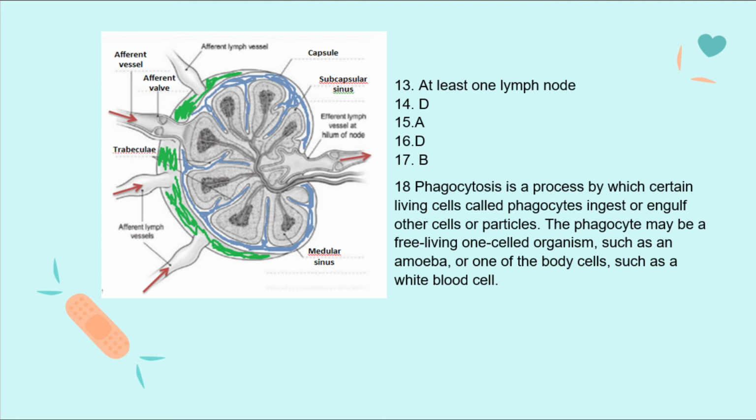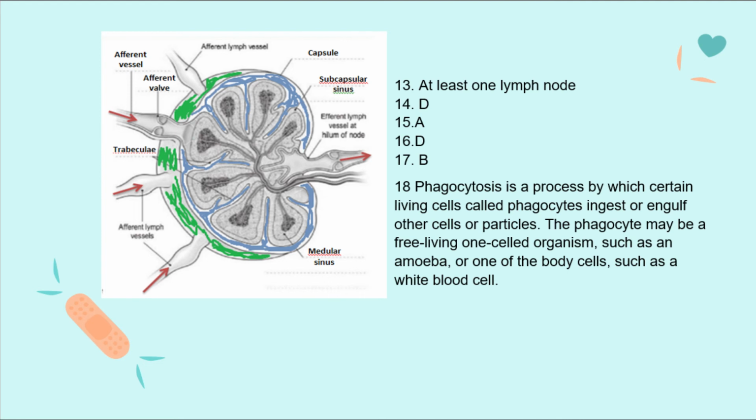Number 16, which of the following statements is true concerning the structure of a lymph node? Our answer is D. Each node has a concave surface called the hilum, where various vessels enter and leave the node. Number 17, which is the main group of nodes draining the arm? Our answer is B, the axillary nodes.